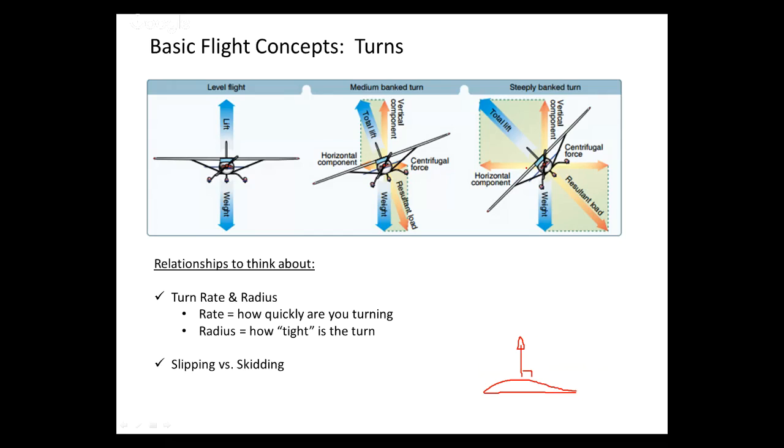When it comes to the physics of a turn, the horizontal component right here is what actually turns the aircraft. That is what is responsible for turning the aircraft around a point. So if I'm flying an airplane around a point in space, it's the horizontal component of lift right here that is turning the aircraft about that point in space.